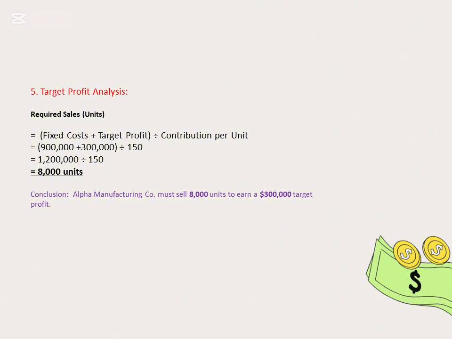Finally, let's find out how many units the company needs to sell to earn a target profit of $300,000. Here's the formula: add the fixed cost to the target profit, then divide by the contribution per unit. So, adding $900,000 to $300,000, then dividing by $150 gives us 8,000 units. Conclusion: to achieve a profit of $300,000, Alpha Manufacturing must sell 8,000 units.